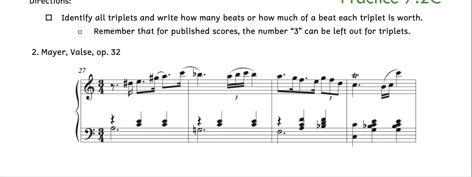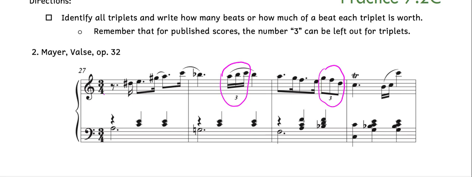Okay, number 2. We're in 3/4, which is simple triple. A quarter note equals 1 beat. So do we have any triplets in measure 27? No. What about measure 28? Yes, there's a triplet here. Measure 29? Yes, there's a triplet here. And measure 30? No, no triplets.